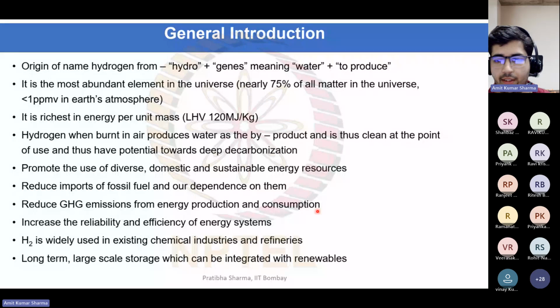Every industry, like steel, oil, and fertilizer industries, is a main consumer of hydrogen, so they are moving towards green hydrogen. To reduce GHG emissions, we need to focus on green hydrogen. It also increases the reliability and efficiency of energy systems. H2 is widely used in the existing chemical industry and refineries. It also enables long-term large-scale storage which can be integrated with renewables.